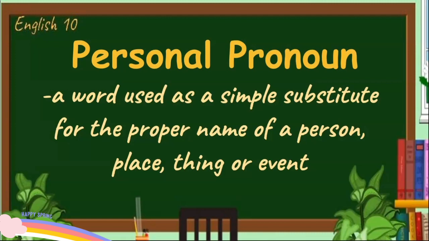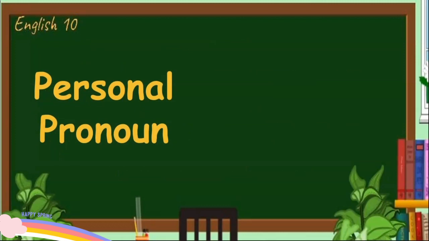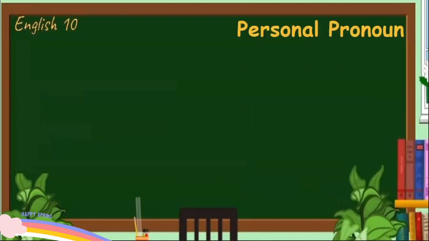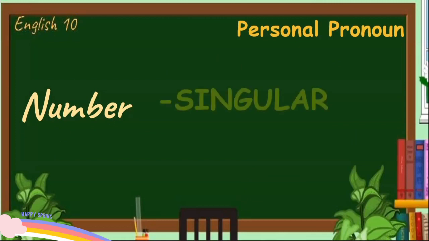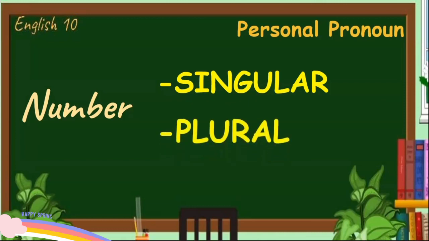Well, when discussing personal pronouns, we have to consider three aspects. First is number. Second is person, and the third is case. Let's talk about the first aspect, and that is number. Well, in grammar, number refers to the grammatical contrast between the singularity and the plurality of a concept.